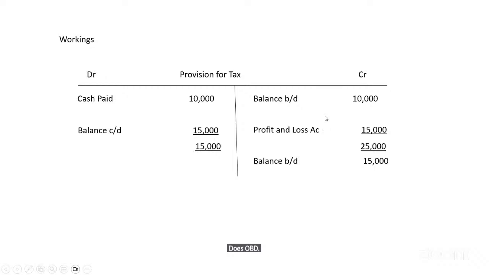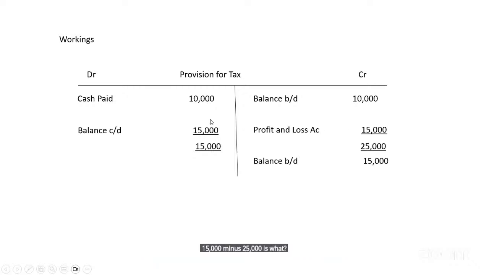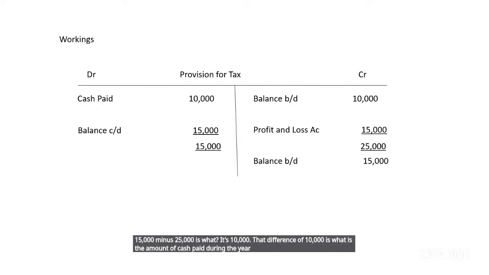By the time you add 10,000 plus 15,000, that will give us 25,000. Now, this balance is 25,000, but to make up this difference, how much is the difference between this 15,000 and the 25,000? You just say 25,000 minus 15,000 is 10,000. That difference of 10,000 is the amount of cash paid during the year. Let me take it again. The balance from the previous year is balance brought down of 10,000 naira.